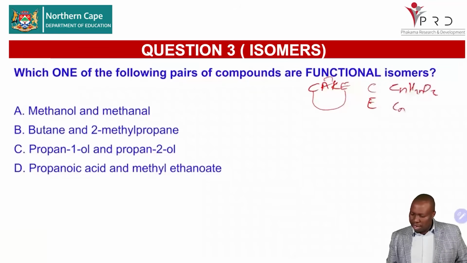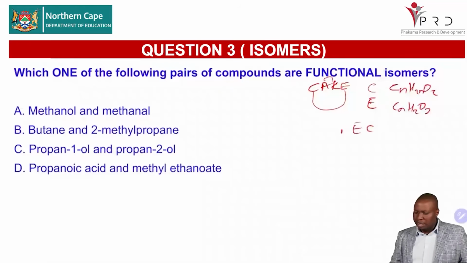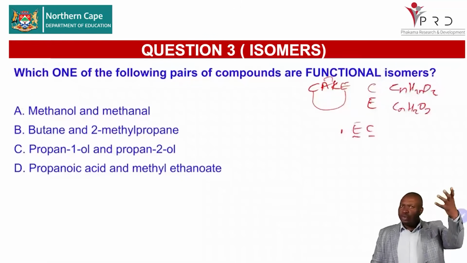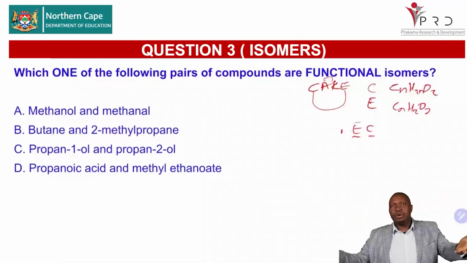CnH2nO2, CnH2nO2. So I always emphasize this EC. Some say Eastern Cape for them to remember. EC, you know that is for esters and carboxylic acids. They have two oxygens in them. So when you see two oxygens within a structure, you know it's either an ester or a carboxylic acid.